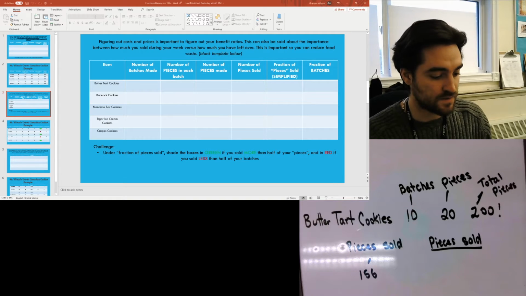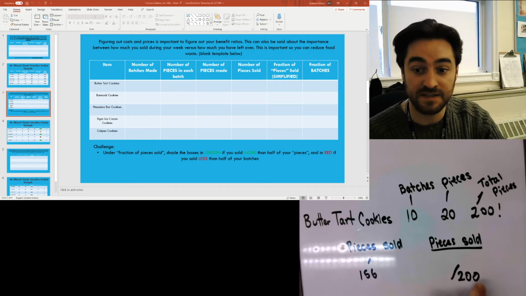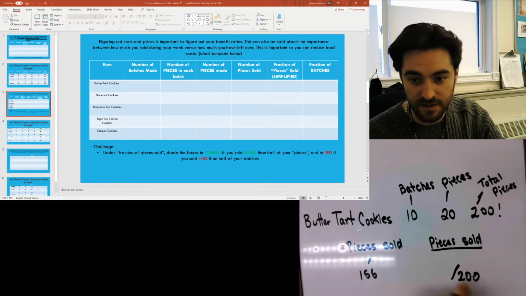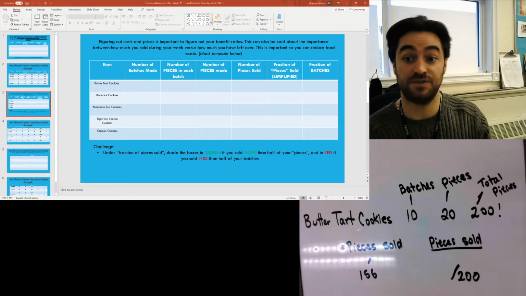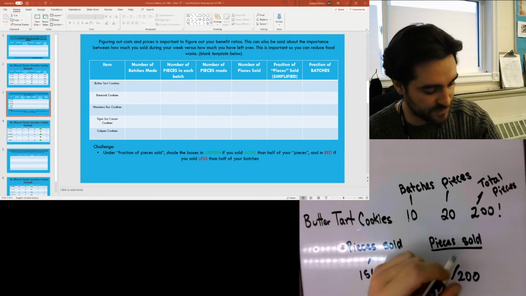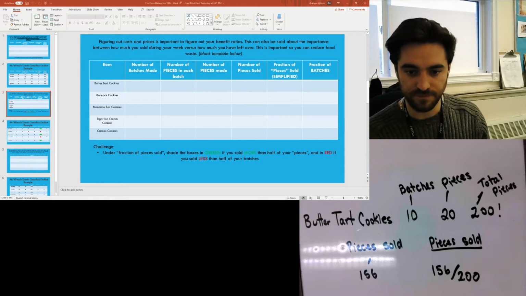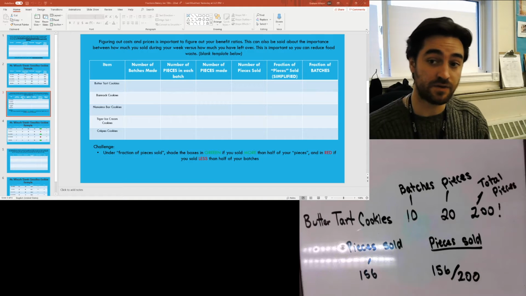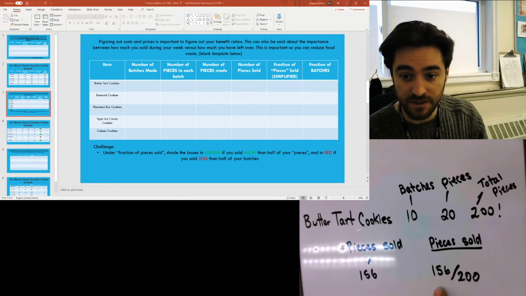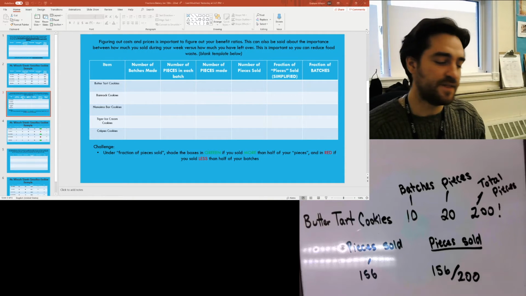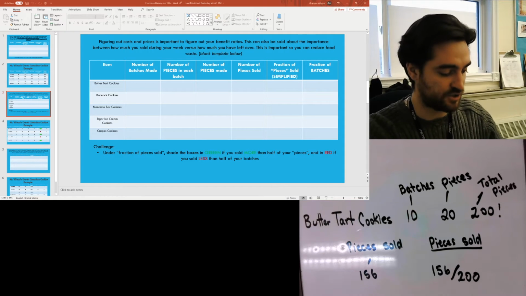Okay. So I know that my total is going to be 200, because remember, that's the total amount that I made. But then my numerator is going to identify how many pieces I sold in total. And I sold 156. Ta-da! Now, for the most part, this is where you will be able to end for the fraction of pieces sold, as your fraction is right here. But then the project asks you to simplify your fraction.